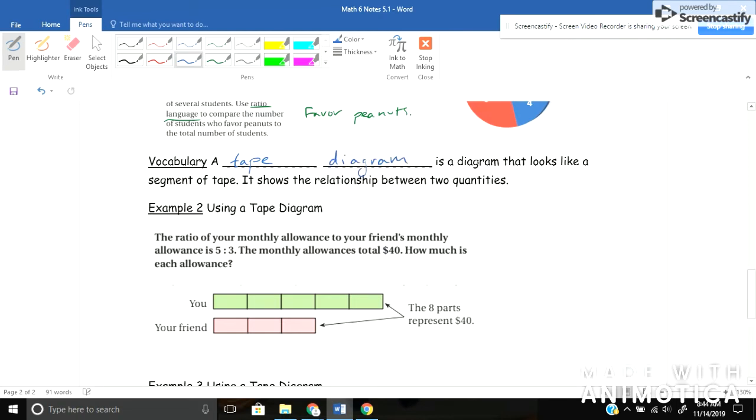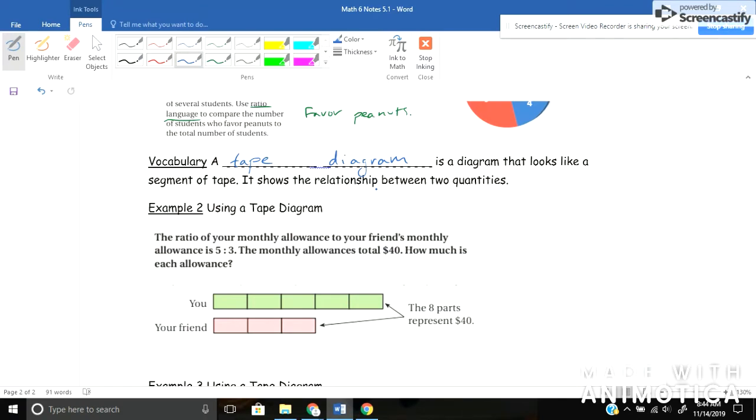As a diagram that looks like a segment of tape. Okay, so imagine this is a segment of tape. It shows the relationship between two quantities. I'm going to warn you here that tape diagrams can be a little bit tricky until you figure out how to use them. Okay, so let's dive into example 2 here.